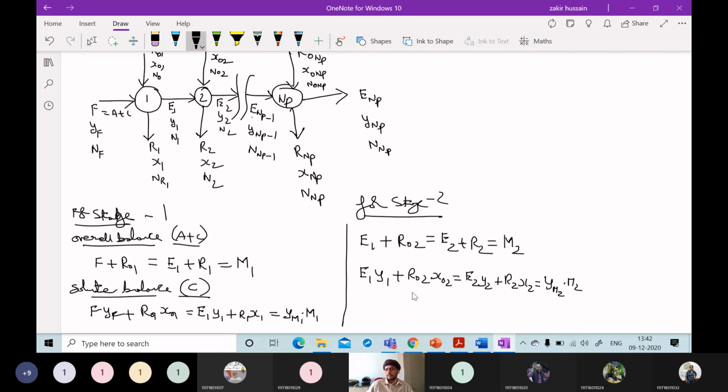So similarly, previously we have derived for YM1. So this is YM2, we can equate this one and this one. So this is E1 Y1 plus R naught 2 X naught 2 divided by M2. This M2 we can write this one or this one. Similarly here also we can write F YF plus R naught 1 X naught 1 divided by M1 is equal to YM1. This M1 is equal to this one or this one we can input.